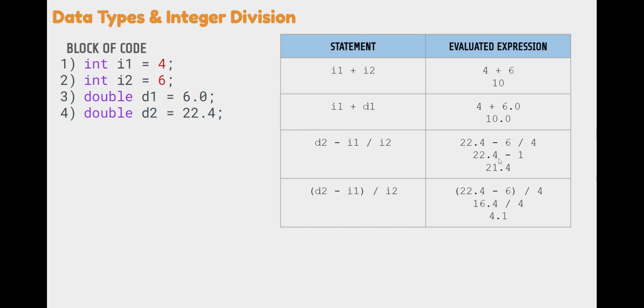So then we have 22.4 minus 1. We have a double minus an int, so the answer is going to be a double. It's going to be 21.4.